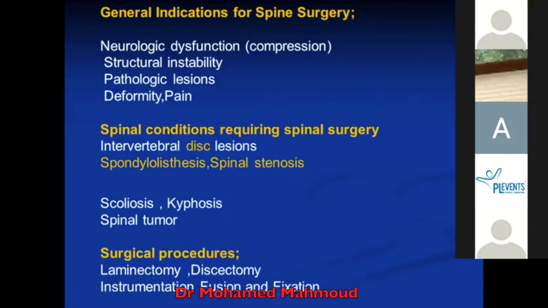General consideration for spine surgery. We can do spine surgery when there is neurological dysfunction, or structural instability, or pathological lesions and deformity. Spinal conditions that require spinal surgery, specific to the spine: disc spondylolisthesis or spinal canal stenosis, some sort of deformities like scoliosis, kyphosis, or spinal tumors, or there is special spinal procedure like laminectomy.